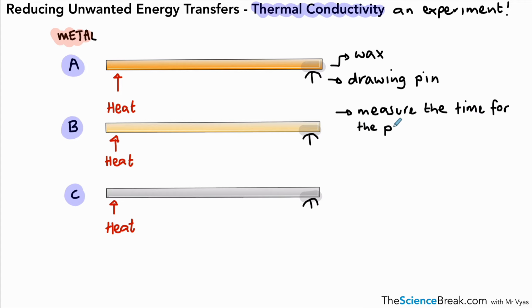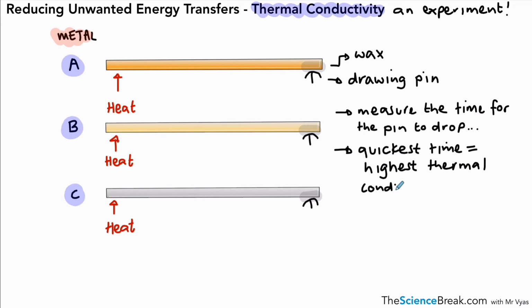So we measure the time for the pin to drop, and that will tell us how good a conductor that metal is. The faster the pin drops, or the quicker the pin drops, that's the quickest time, and therefore that's the material or the metal with the highest thermal conductivity.